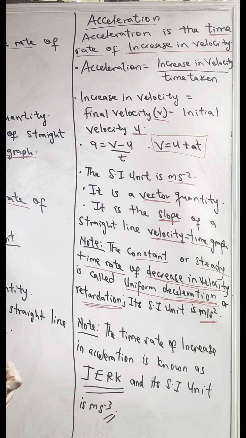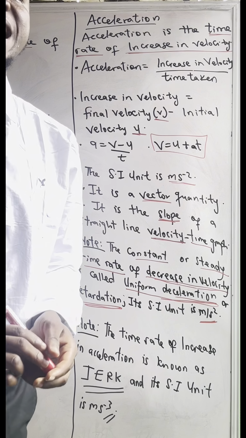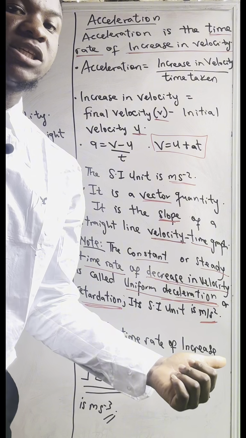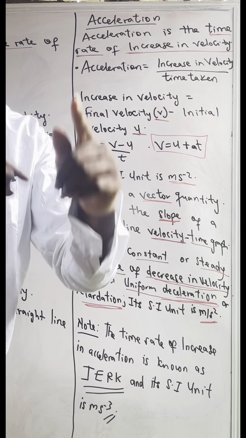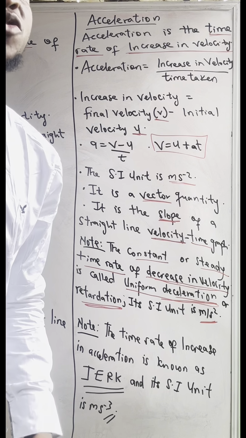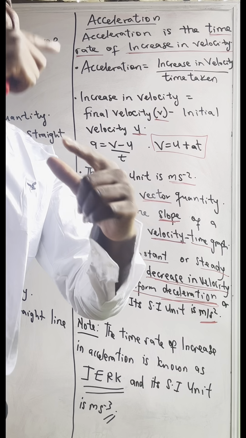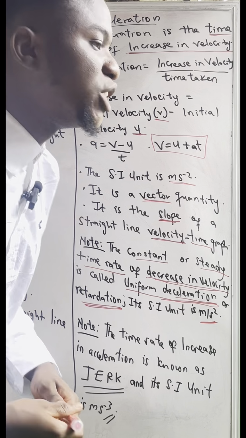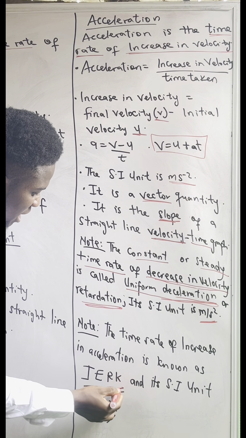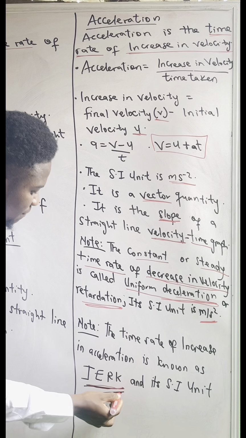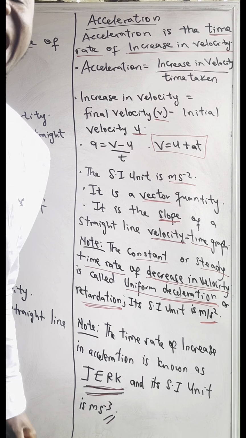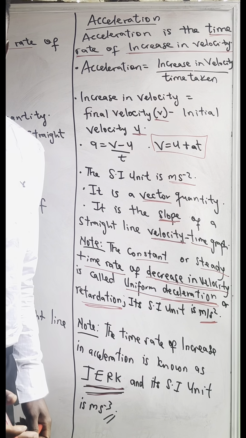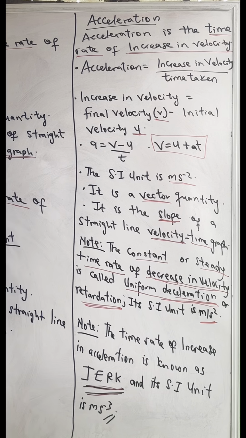The last thing we are going to move on to now: we say that velocity is the time rate of displacement, while acceleration is the time rate of velocity. But you also have to know that we have what we refer to as the time rate of acceleration. The time rate of acceleration is called jerk. J-E-R-K. That's the time rate of acceleration, and the SI unit is meter per second cube. That's it, guys. Let's move on to the next thing.